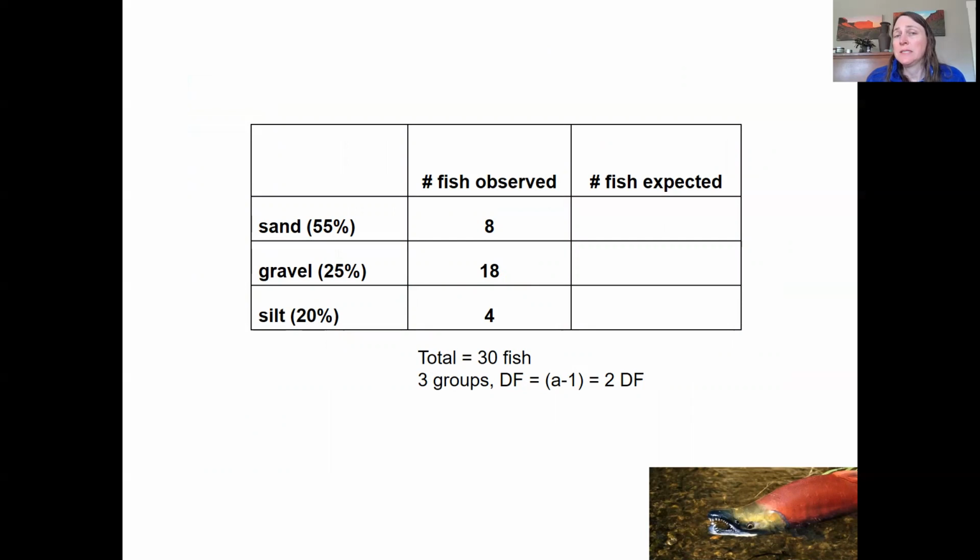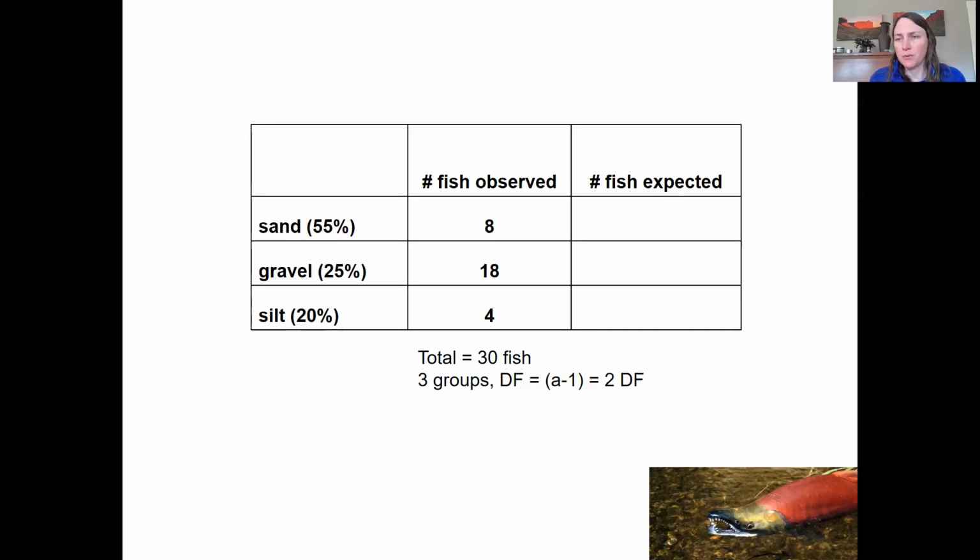We observed 8 salmon in the sandy habitats, 18 in the gravelly habitats, and 4 in the silty habitats. Now, what's really cool about chi-square tests is you can do them by hand, on a calculator or in Excel, and you can do them in the field, which is really fun. So what you do is you add up the total. We observed a total of 30 fish.